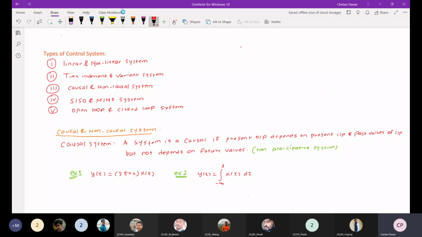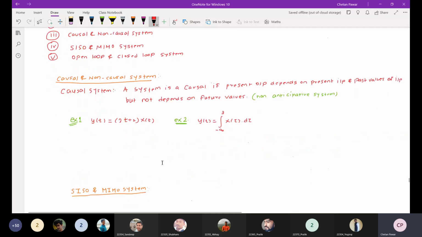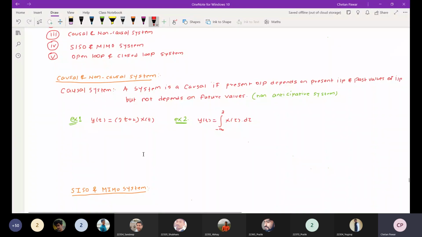To understand this, let us consider example 1. If I put time t equal to 1, at time instant t equal to 1, this is the first system. y of t is equal to 3t plus 2 into x of t. If I put t equal to 1, y of 1 will be 3 plus 2 into x of 1, so that will be 5 into x of 1.